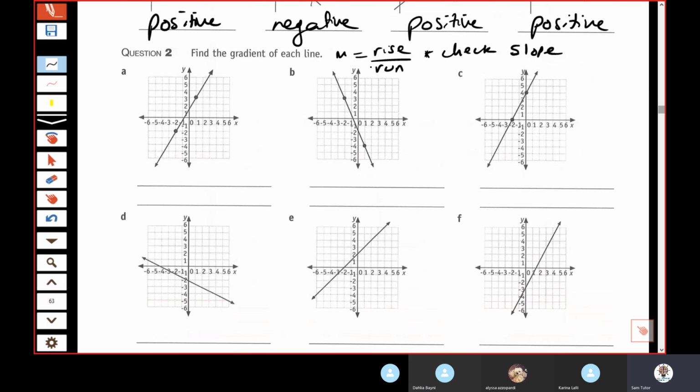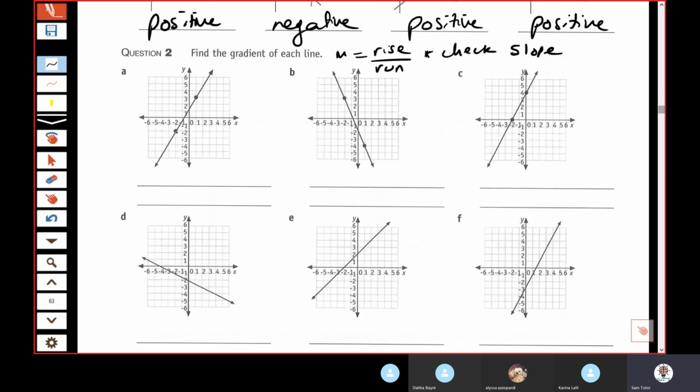Rise and run are always going to be positive, just so we know that as well. You can't rise negatively, you can only rise positively. And run itself, you can't run negatively, you can only run positively. So if you ever have negative answers for rise and run, then there's a problem there.